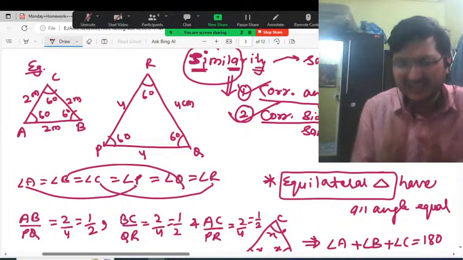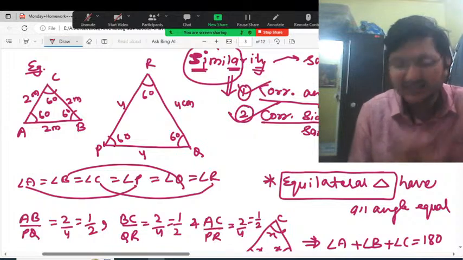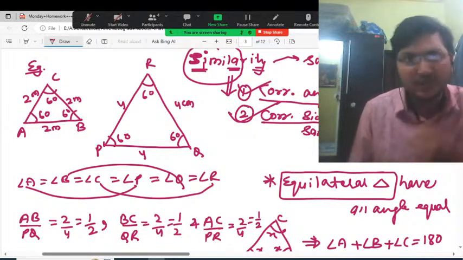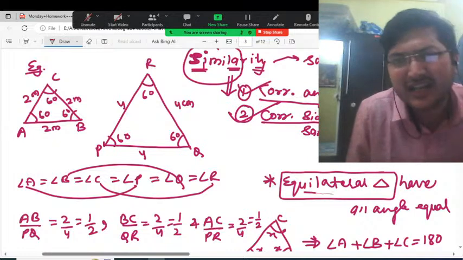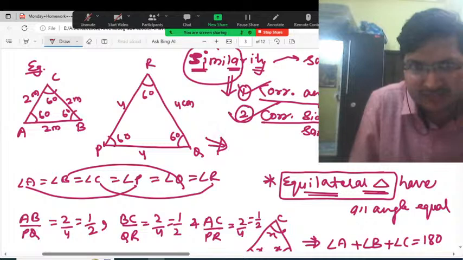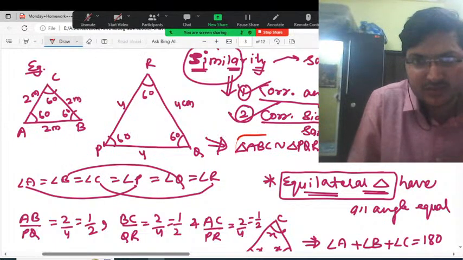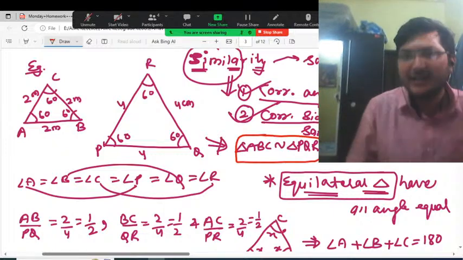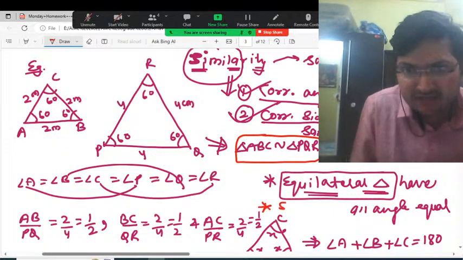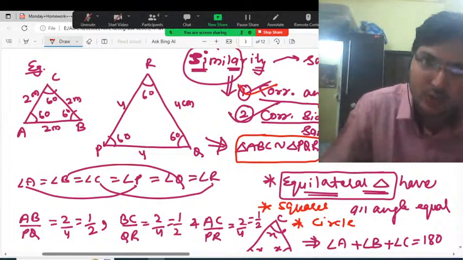And whenever you get such a scenario, you can say that those two triangles are similar, and that is why equilateral triangles are always similar. Whenever they are similar, we use this symbol: triangle ABC is similar to triangle PQR. This is the symbol we use whenever two figures are similar. And not only equilateral triangles, all squares are always similar. All circles are always similar. And for similarity, these are the two rules that we focus on.